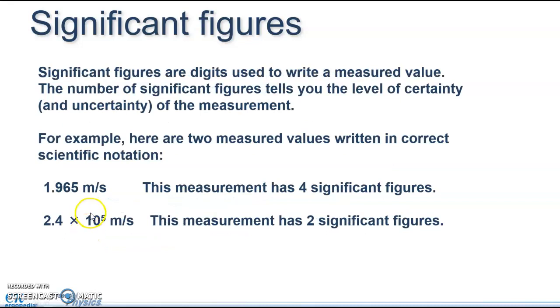By the way, if you reported this 10 to the 5, that would be like 240,000. So we don't know exactly, down to the individual mile per hour or meter per second, but the first 2 digits of that number we know with certainty, and then the rest we're not completely sure.